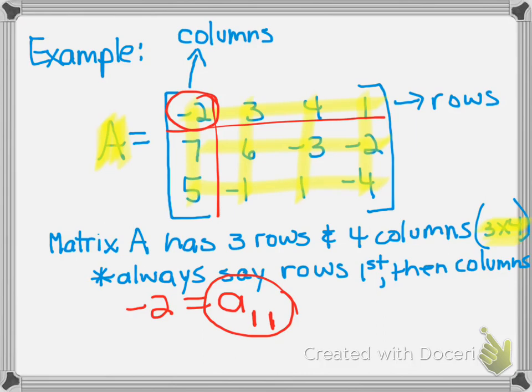So let's go ahead and look at this element right here. -3 is the value of an element in matrix A. In which row? The second row. In which column? The third column. And that can be a little confusing.